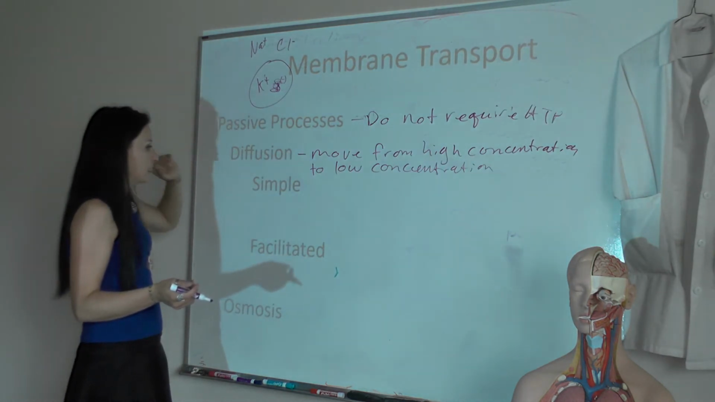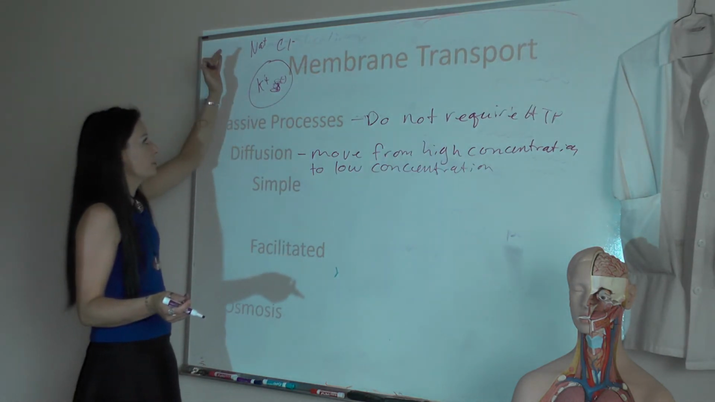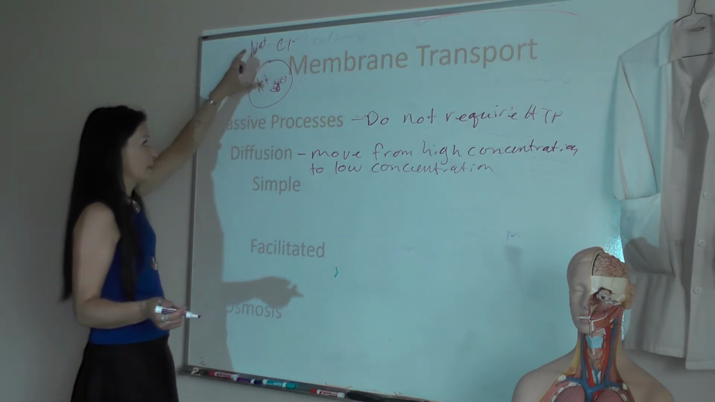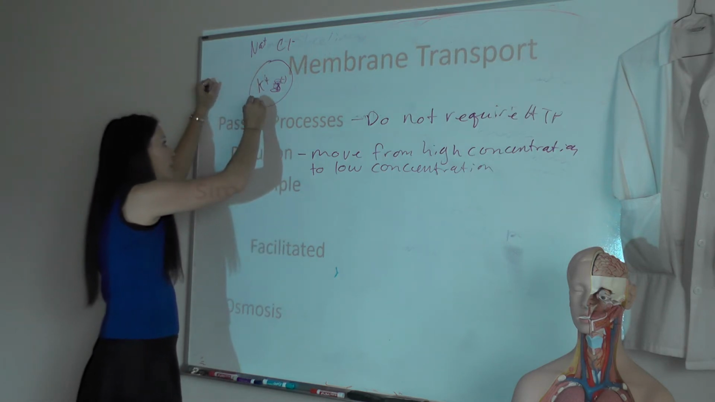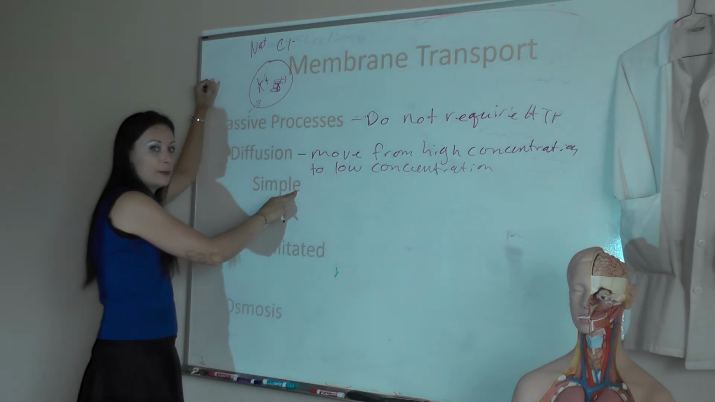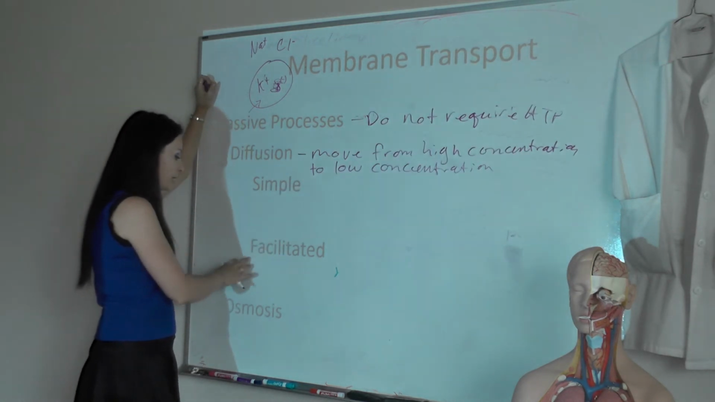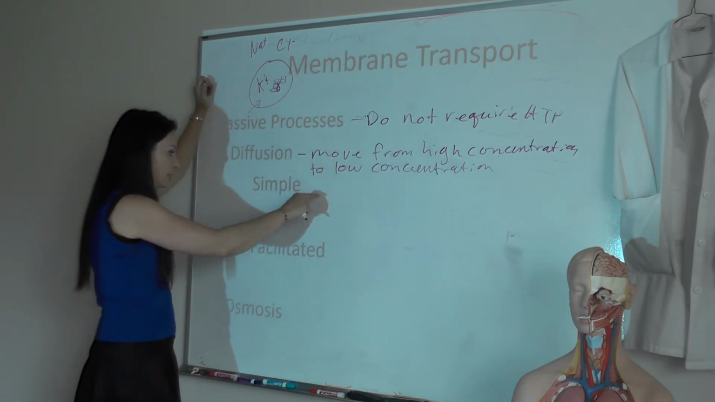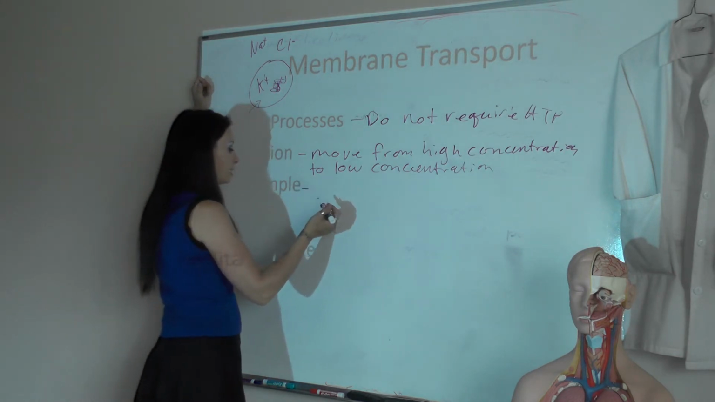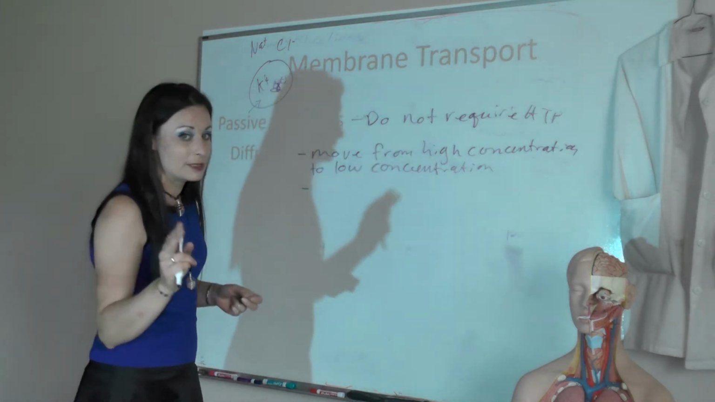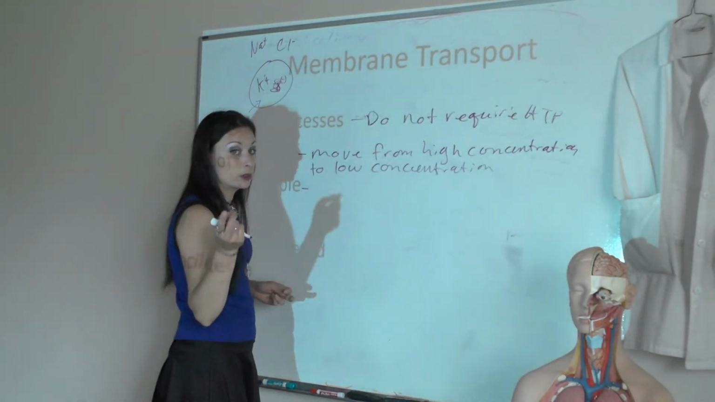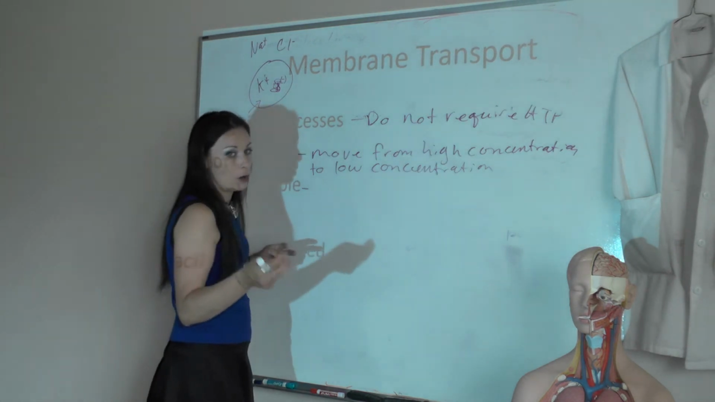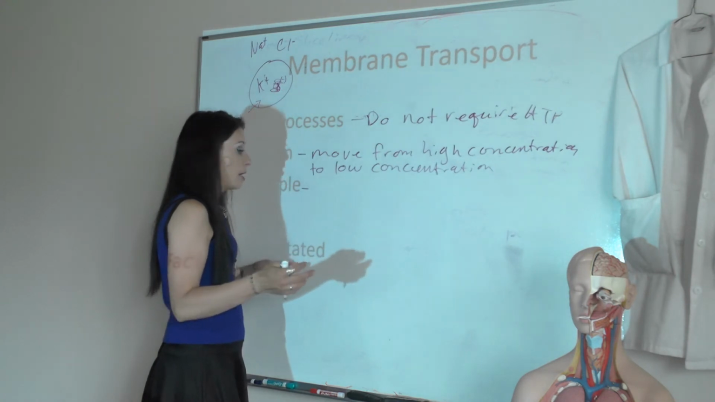But okay, so in simple diffusion, I would just diffuse from one area to the other because my plasma membrane is permeable to that. So that's not what's going on with these guys. Lipid soluble materials can simply diffuse. So in simple diffusion, you don't require any kind of protein or anything to facilitate your movement from high to low concentration. Things that move by simple diffusion are really small or lipid soluble. So like O2 and CO2 are really small. They can simply diffuse. But like alcohol is lipid soluble, it can simply diffuse.